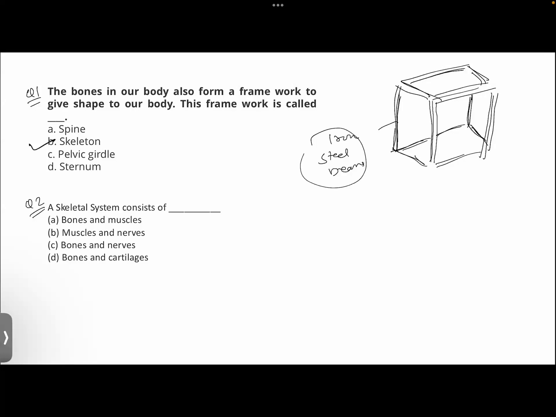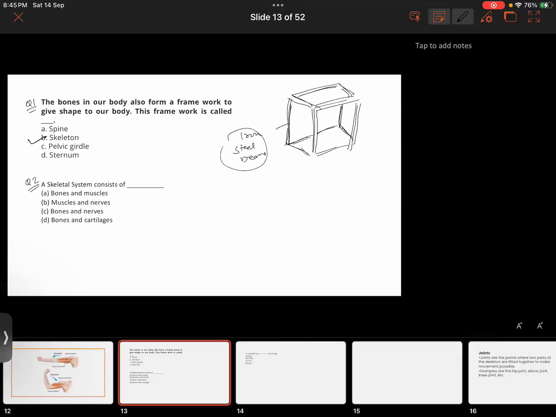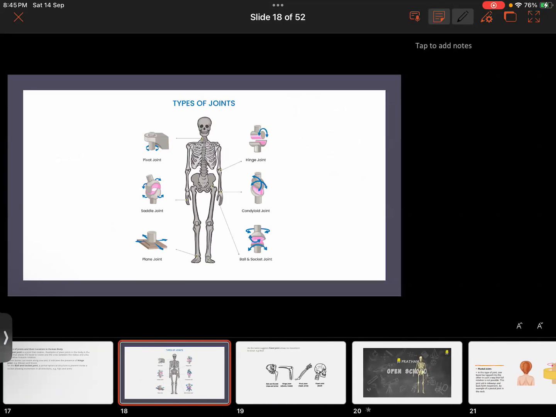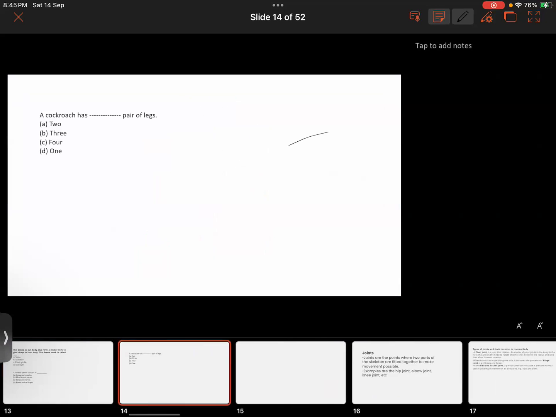Yes, first one is skeleton. And the second one, the skeletal system. Just take a look at it. Like this is the skeletal system here. This is your skeletal system. Okay, now that is your skeletal system. Okay, continue here.